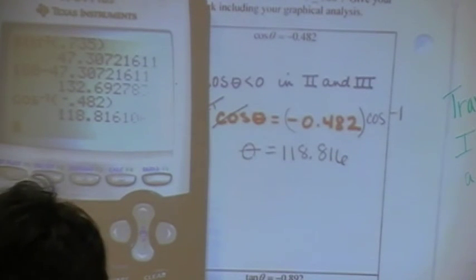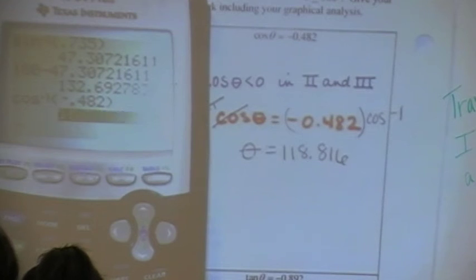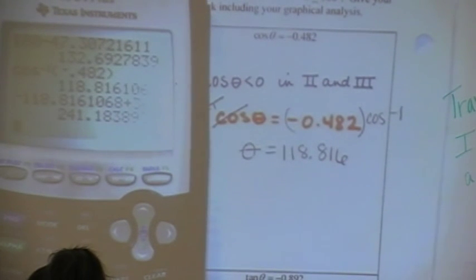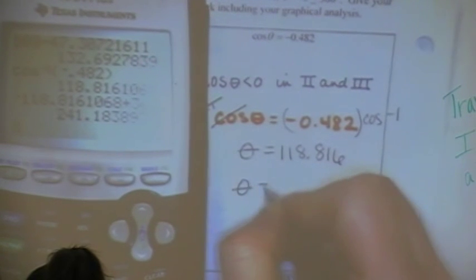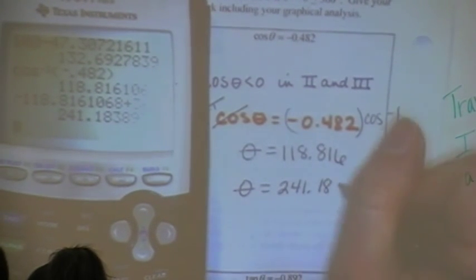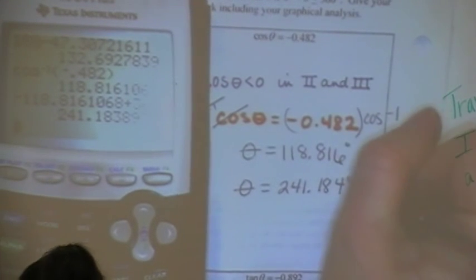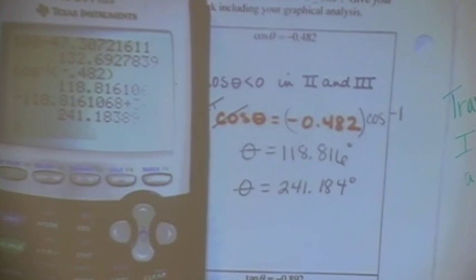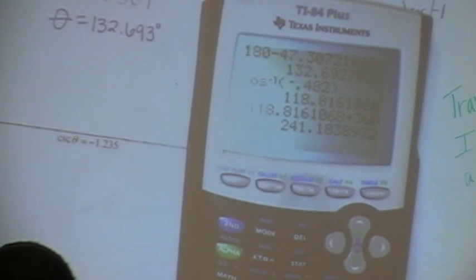But if you make this negative and then add 360, I get theta equals 241.184. And that is in quadrant 3. Yes. Everybody kind of okay? All right, so you try the next one, which is cosecant.